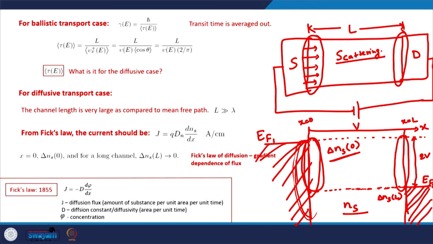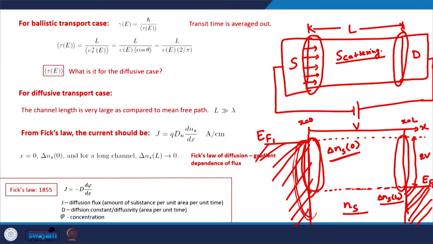Generally, in steady state, in near equilibrium situations when we do not apply a high voltage to the material, or even in other cases, it can be assumed that this delta Ns L population is extremely small as compared to delta Ns 0. So, yeah, let me write it here.